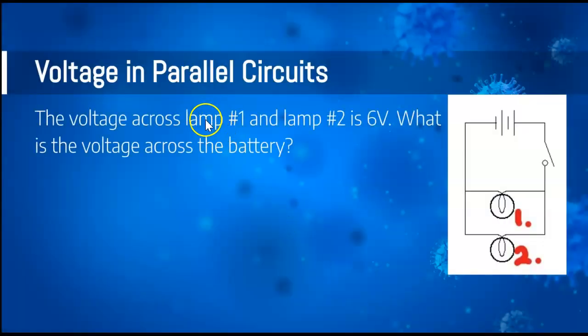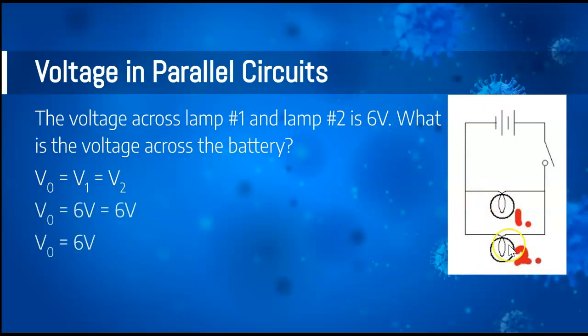Let's say the voltage across lamp number 1 and lamp number 2 is 6 volts. So lamp number 1 has a voltage of 6 volts, lamp number 2 has a voltage of 6 volts. What was the voltage of the battery? Well, if V naught, or the voltage of the battery, is going to be equal to V1, it's going to be equal to V2, that means that since each of the lamps has a voltage of 6 volts, that tells us that the battery must be 6 volts.